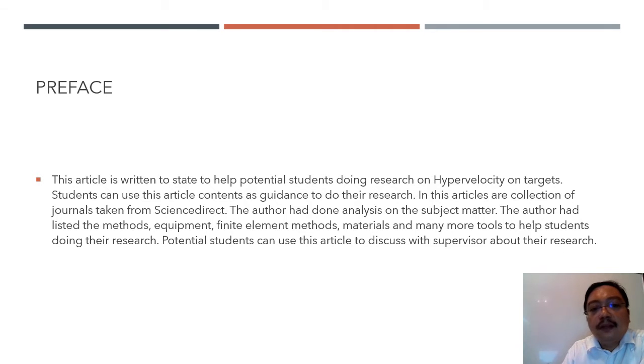This article is created to help students doing research on hypervelocity on targets. Students can use the article as guidance to do the research. The article is a collection of journals taken from Science Direct and also Scopus. You can download the journals free from Science Direct. Your university should have access to Science Direct, and the extract can be downloaded free. So, no problem.